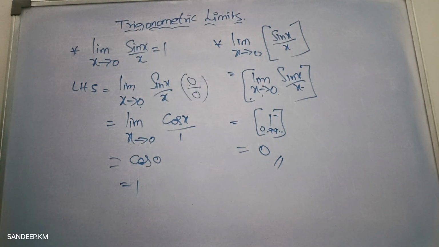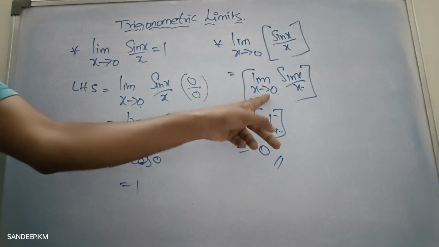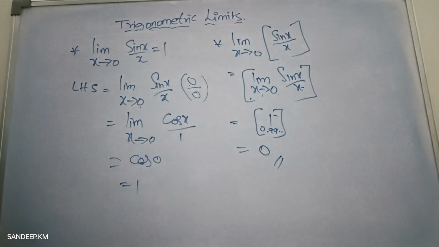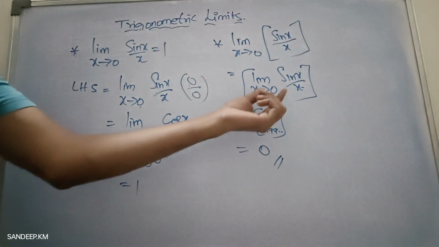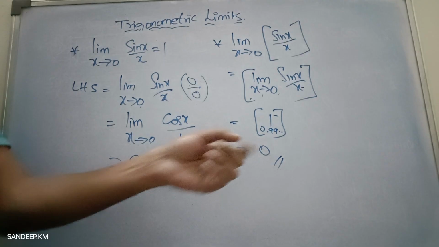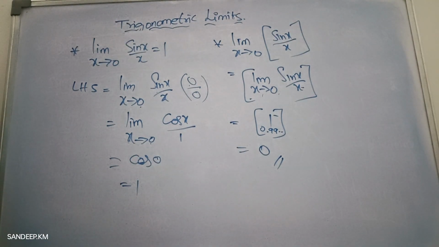Why is the answer not 1? Because this function's original limiting function is 1 minus. It is not exactly 1. The limiting value of this function is 1 minus. That means 0.9999 and so on. So its step value will be equal to 0. Okay? So remember this. Okay, we'll go with the next proof.